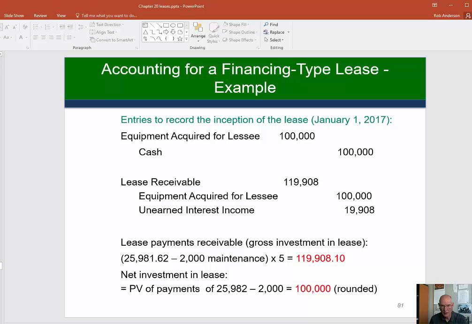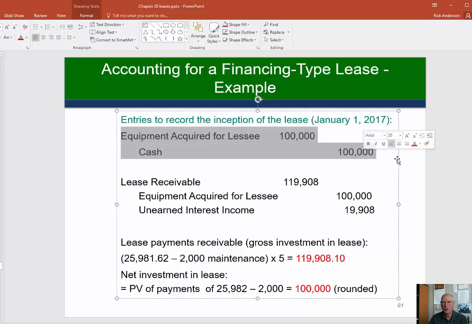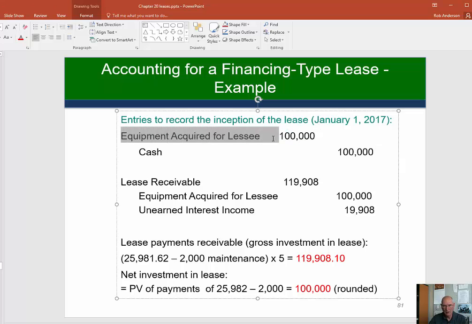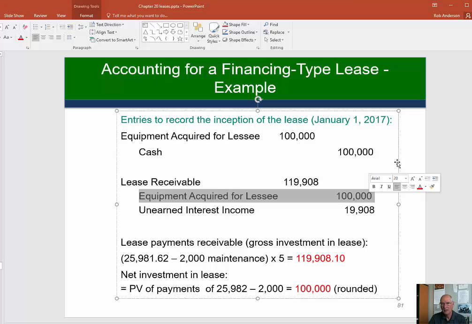Now to begin with, we're buying this equipment in order to lease it. So our first journal entry for a financing type lease is simply equipment acquired for lessee, cash. And you'll notice this is our asset right here. Now the first thing we do then essentially is hand over that asset to the lessee. So here is the credit, removing that asset from our books.